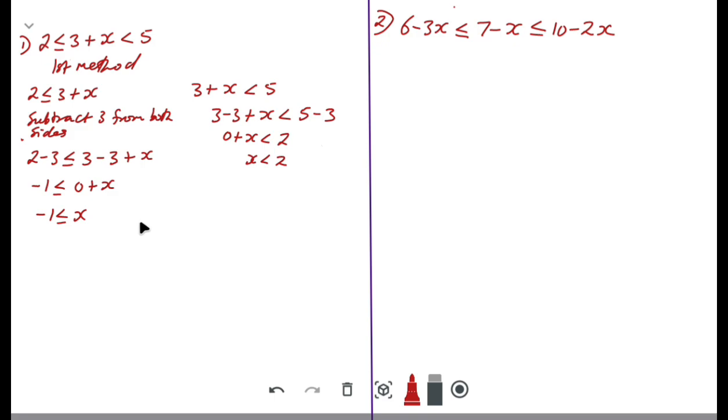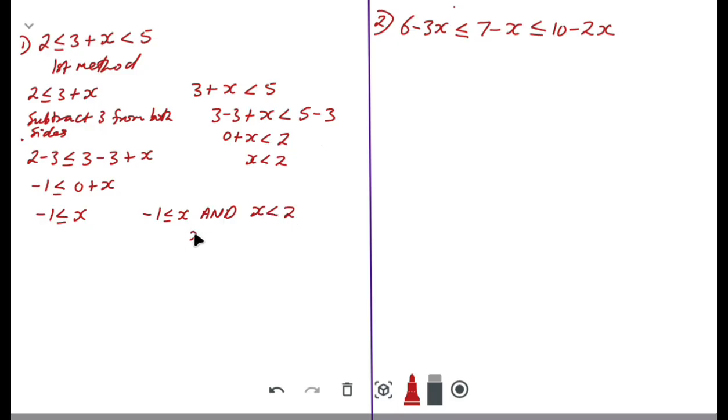So the next thing we need to do now is to combine these inequality solutions. So we have minus 1 less than or equal to x and x less than 2.